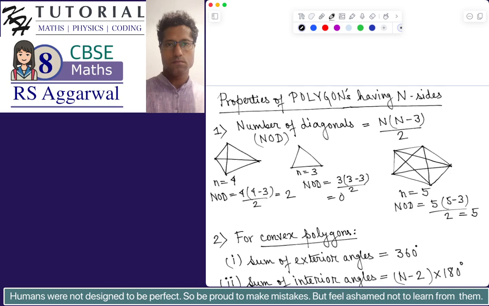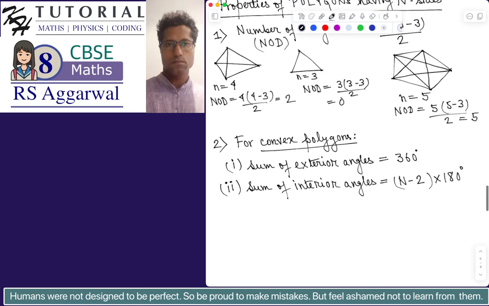Okay, this was property number 1, which is based on a general polygon having n sides. Property 2 is for convex polygons. This is for convex polygons. These properties will not work for a concave polygon. This is only for convex polygons.